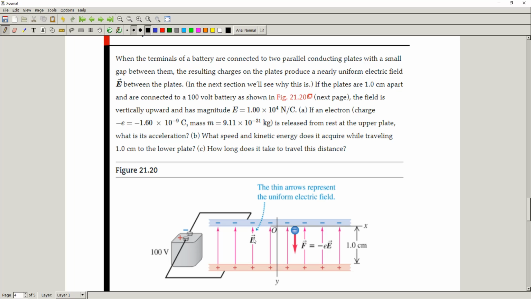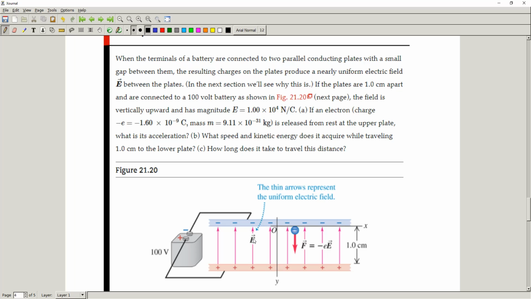And it mentions that in the next section we'll see how this works. That's great. We'll take a look at that in a little bit. But for now, we want to do some calculations with this. So let's continue with the problem. If the plates are 1 centimeter apart and they're connected to a 100-volt battery, as shown in this figure here, the field is vertically upward and has a magnitude of 1 times 10 to the 4 newtons per coulomb.